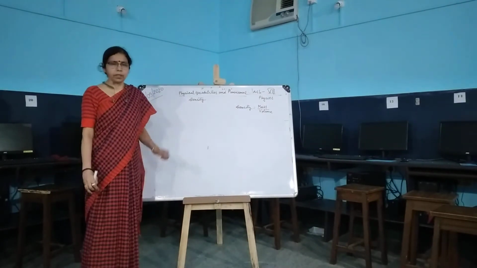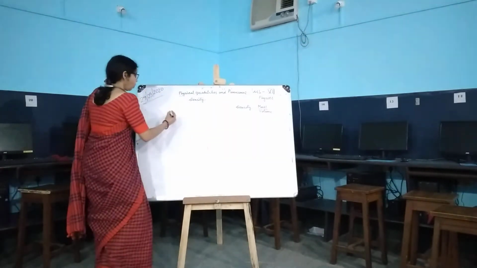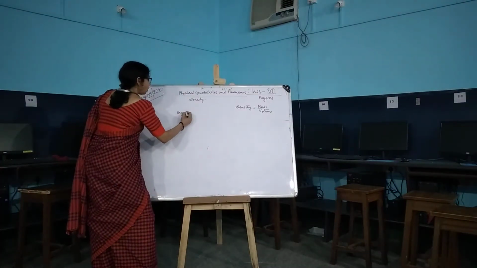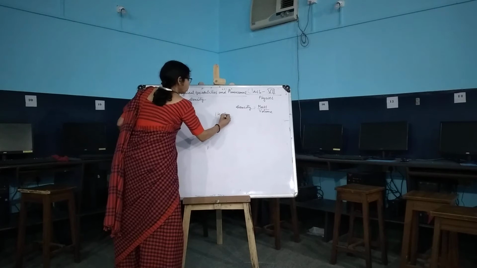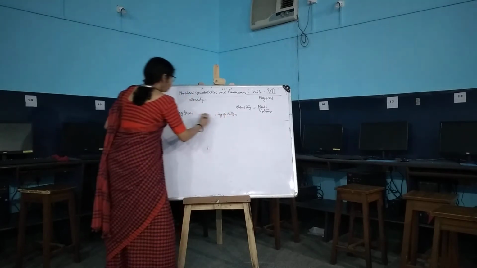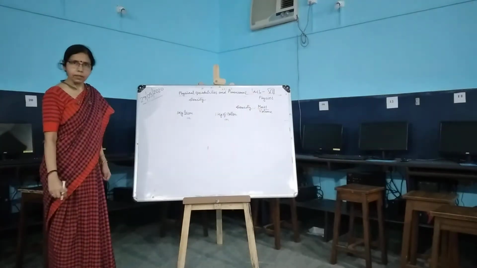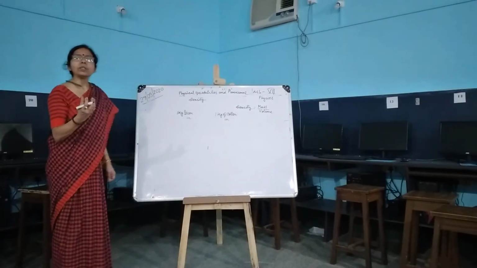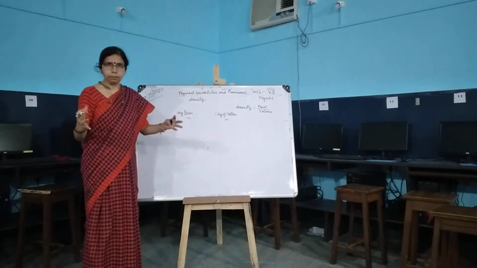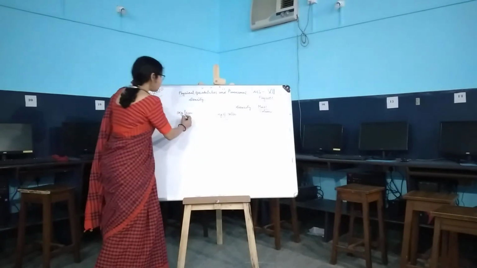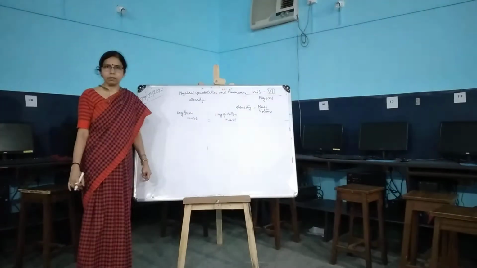Suppose we take the same mass of two different objects. Suppose we take 1 kg of iron, and another we have taken 1 kg of cotton. In both cases, what happened? The mass is the same, but the iron occupies a small volume, while the cotton occupies a large volume. Though they have the same mass, their volume is different.